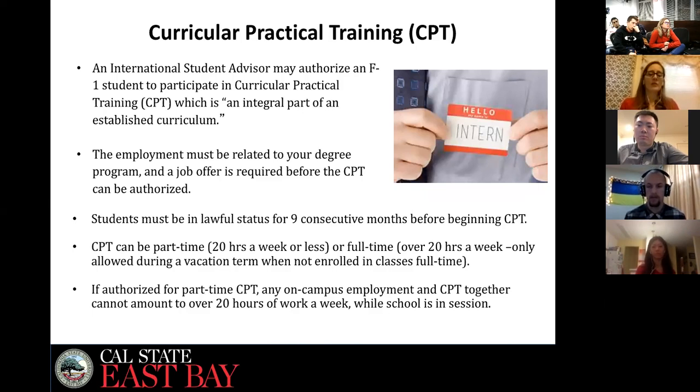If authorized for part-time CPT, any on-campus employment and CPT together cannot amount to over 20 hours of work per week. So for example, Helmung works in our office. Anton also works in our office. So if either one of them wanted to do CPT at the same time as they were working in our office, then we would have to cut back our hours for them. So they might be able to do 10 hours at the Center for International Education, and then another 10 hours somewhere else.